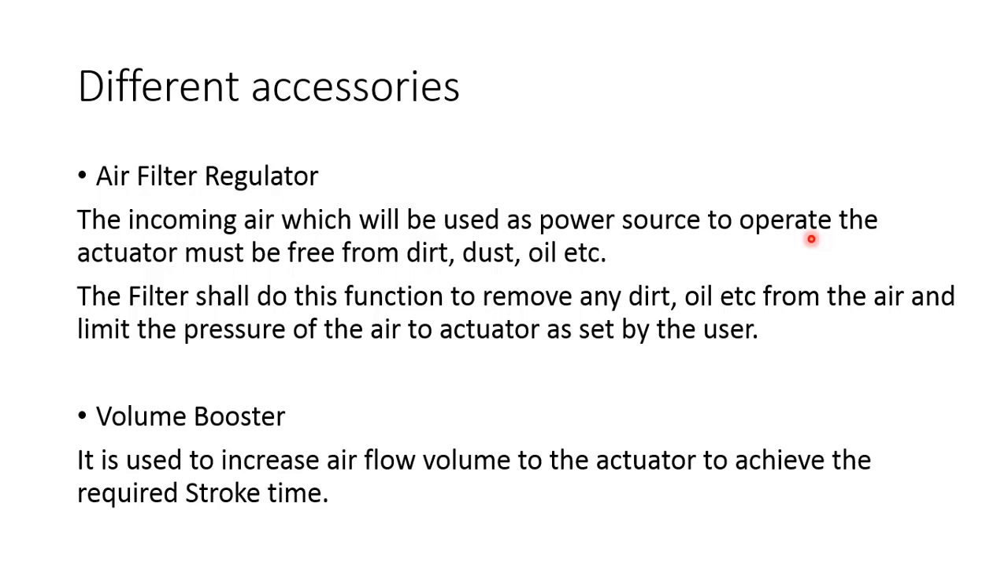Next is a volume booster. It is used to increase the air flow to the actuator to achieve the required stroke time. Suppose you need the valve to be closed within 2 seconds for a 10-inch valve or an 8-inch valve. With the typical arrangement of a piston actuator, it is not possible. You require a volume booster. This is the easiest and cheaper, economical method that has been used, so that with these volume boosters, maybe 2 of them, you can simply achieve the required stroke time easily.